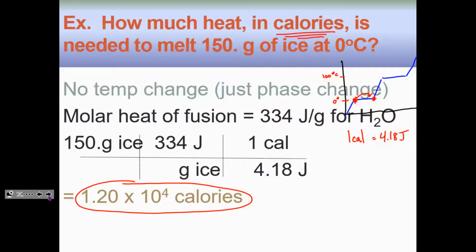Another way of solving, Q equals M times delta H. Q equals the mass, 150 grams, times 334 joules per gram. I would get an answer, and then I would have to convert into calories.